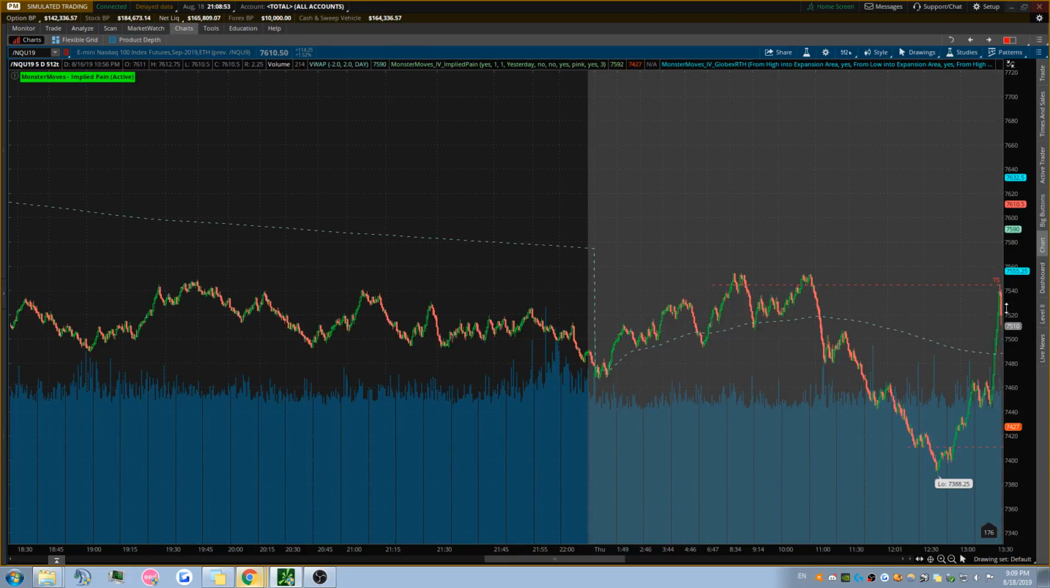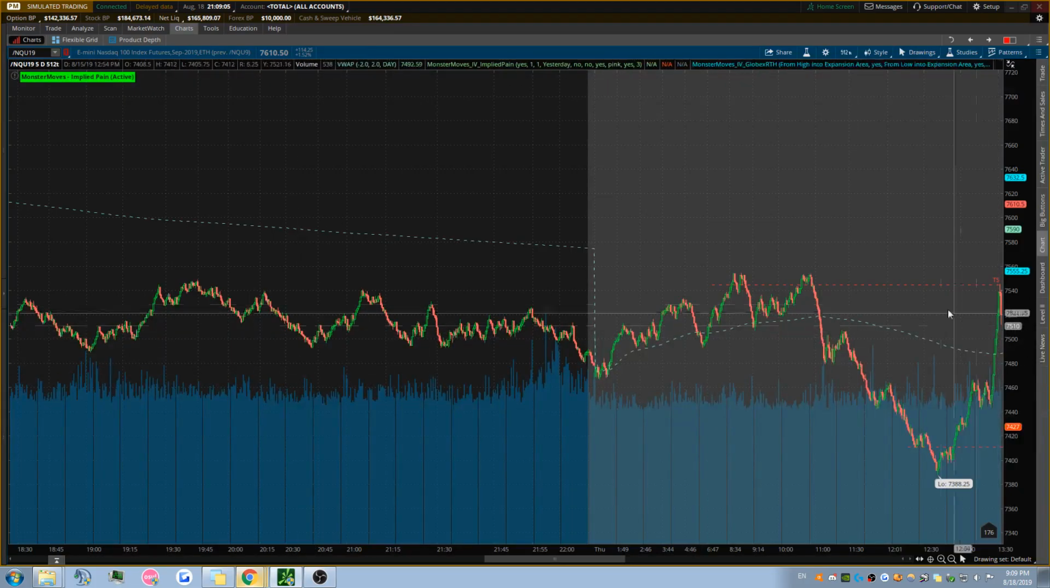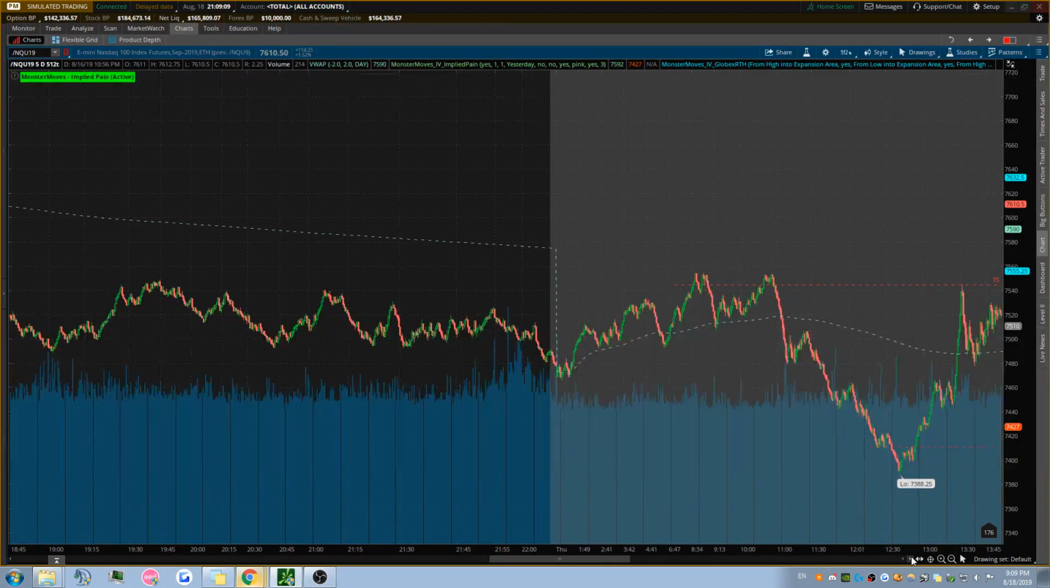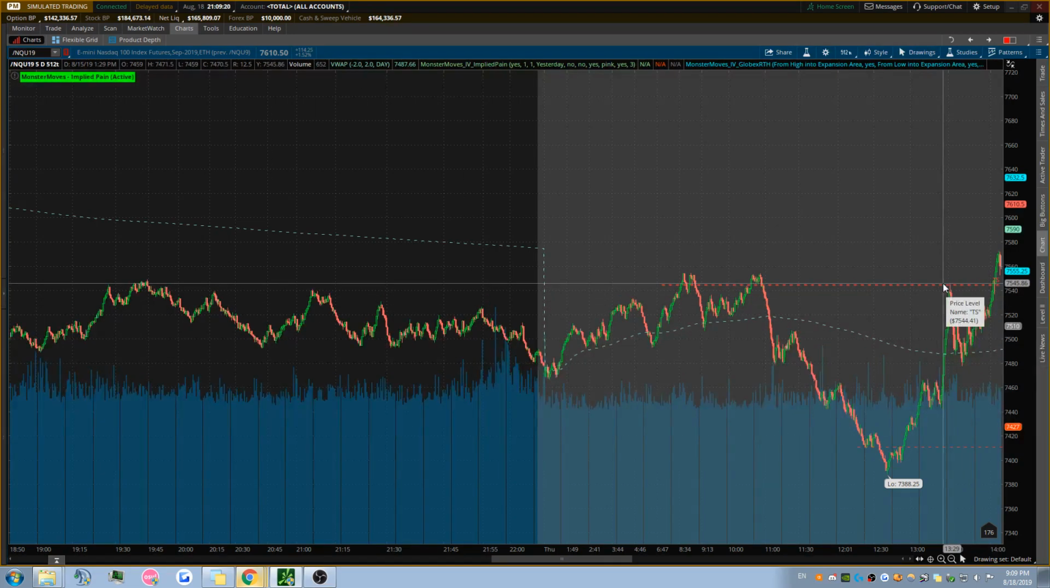45. No, this is 44 to 19. 44 minus 19 is 25. 25 points. Nope, let's continue lower. Pops the high. Actually, once it comes down to here. Okay. And then makes a new high.